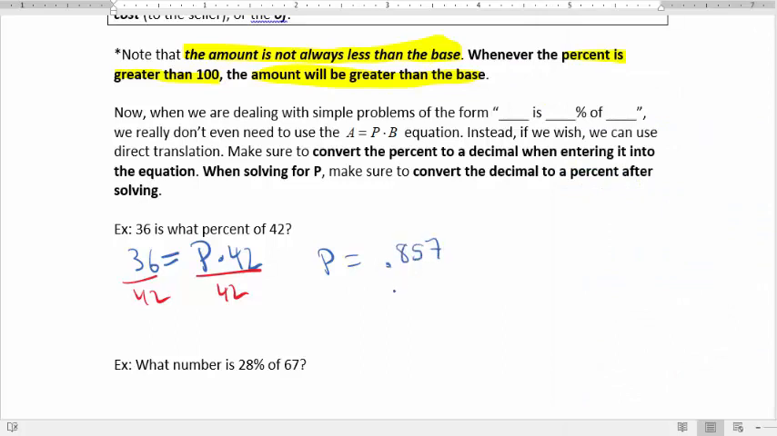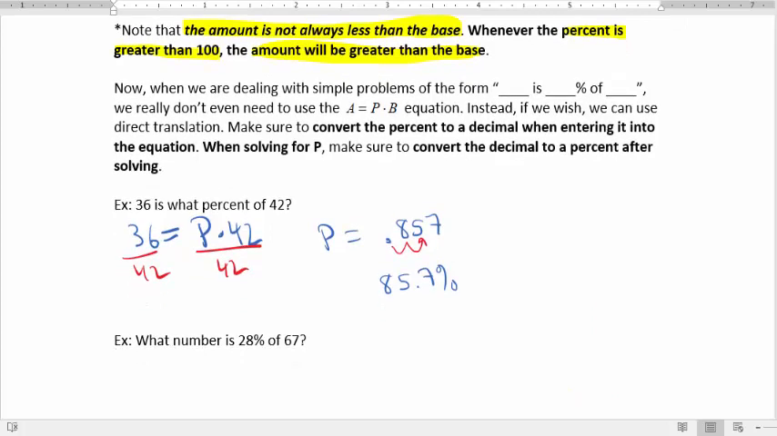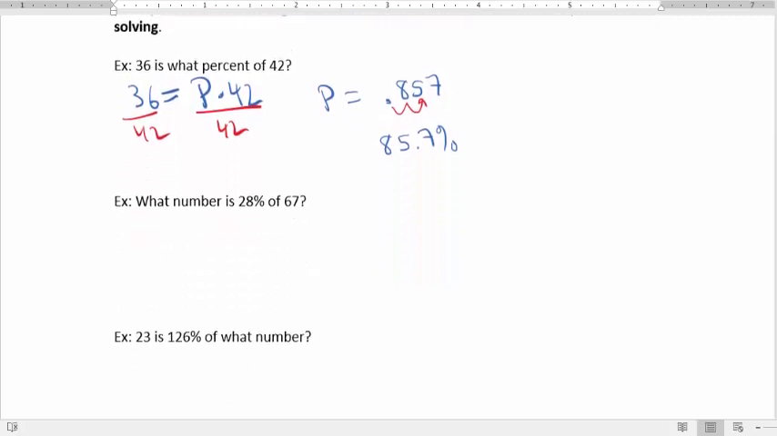So if we want to turn this into percent, remember what we do with a decimal? We move it 2 to the right. So we would get 85.7%. In this case, we actually have to round that. I mean, there is a way to turn it into an exact percent, but we're not going to do that. We'll just round it. So 85.7%.